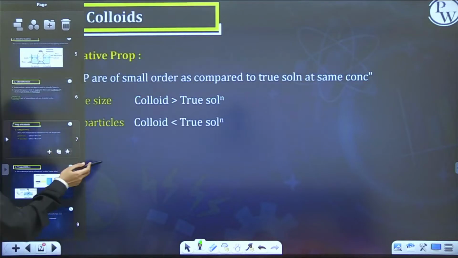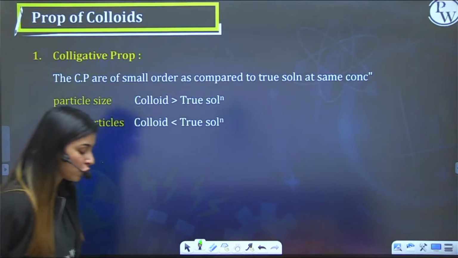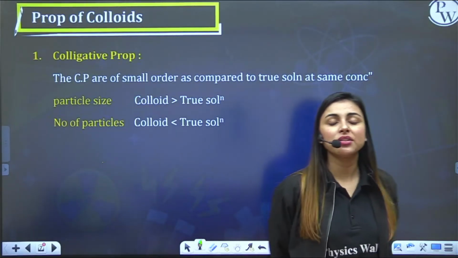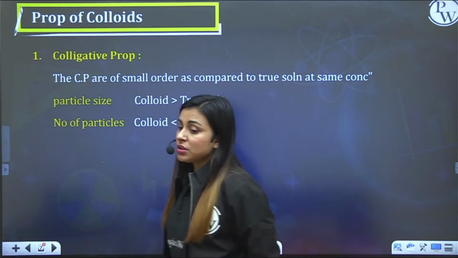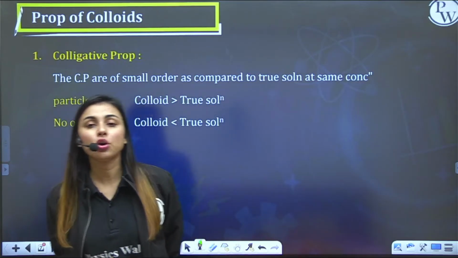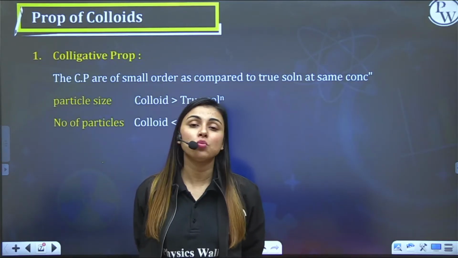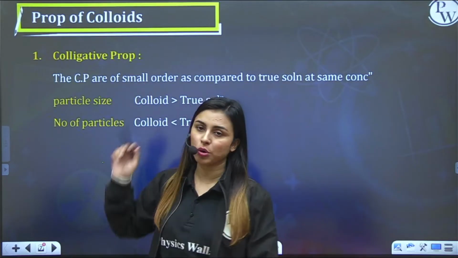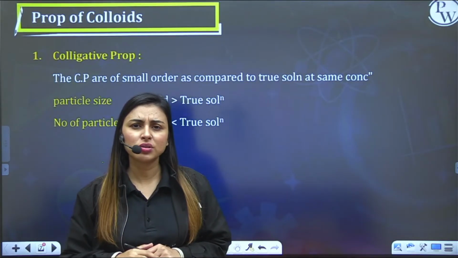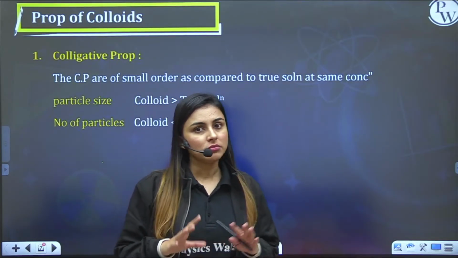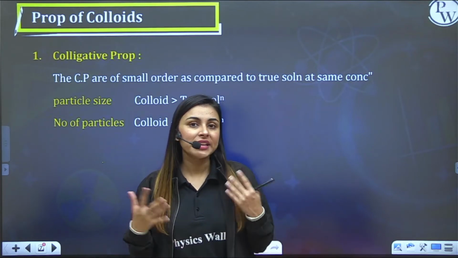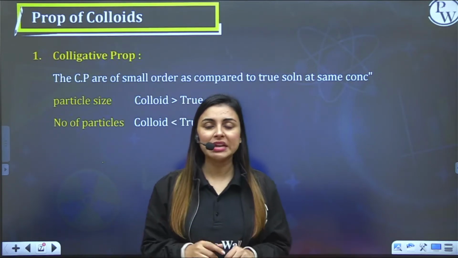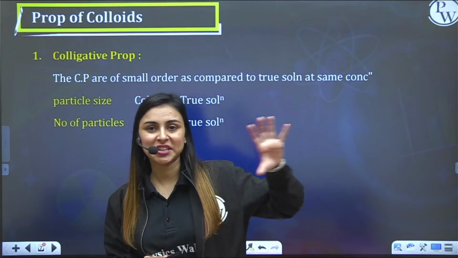The next part is properties of colloids. Now let's try to understand the different properties of colloids. When we talk about properties of colloids, the first and most important is the colligative property. I hope all of you remember your solutions chapter and the colligative properties. Now let me explain that particular part.